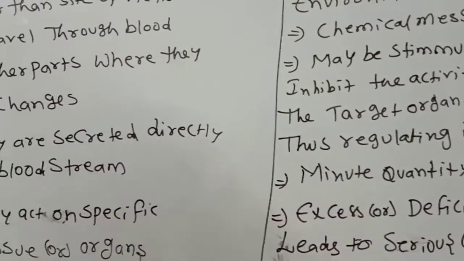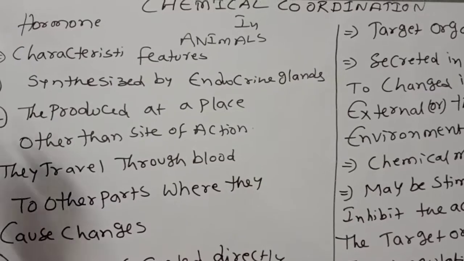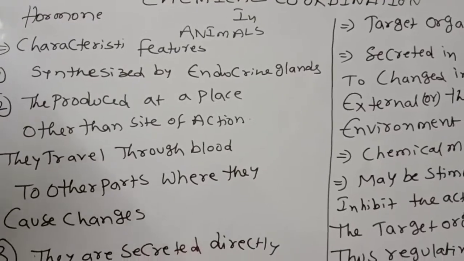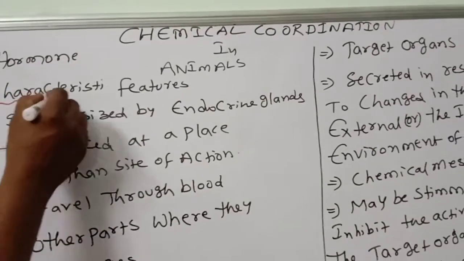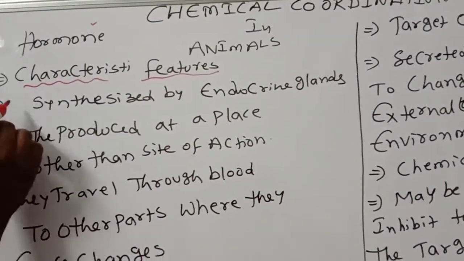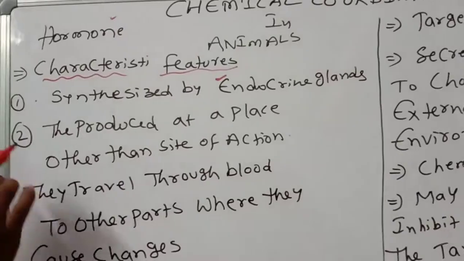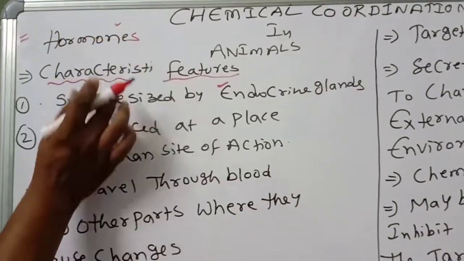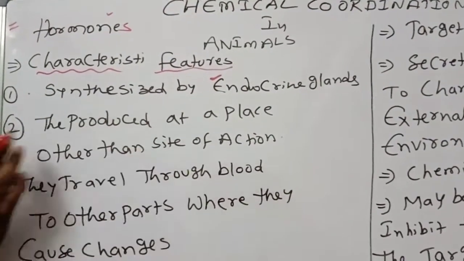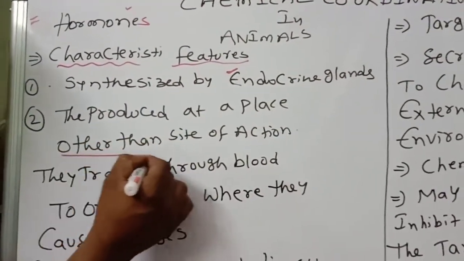Okay, children, now you have to observe very carefully. I am telling about the characteristic features of hormones. First point: hormones are synthesized by endocrine glands, the glands which don't have ducts. Number two: they are produced at a place other than the site of action.